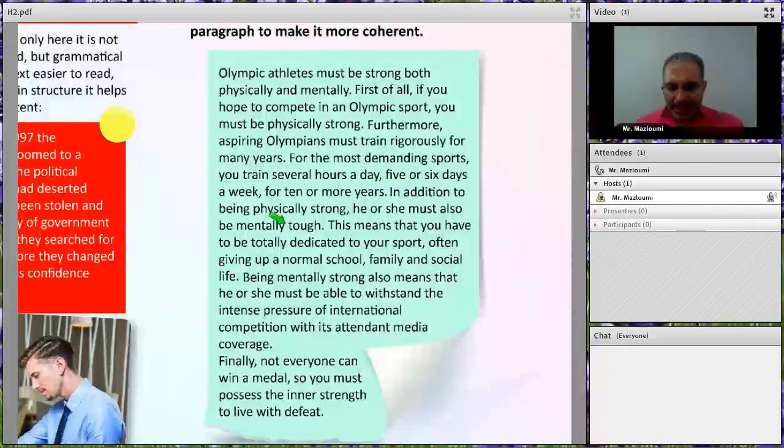You must be mentally tough. If you are mentally tough, you are physically and emotionally strong. And you need to be totally dedicated. Totally means completely. Dedicated means you are committed. You work hard. You are working hard.